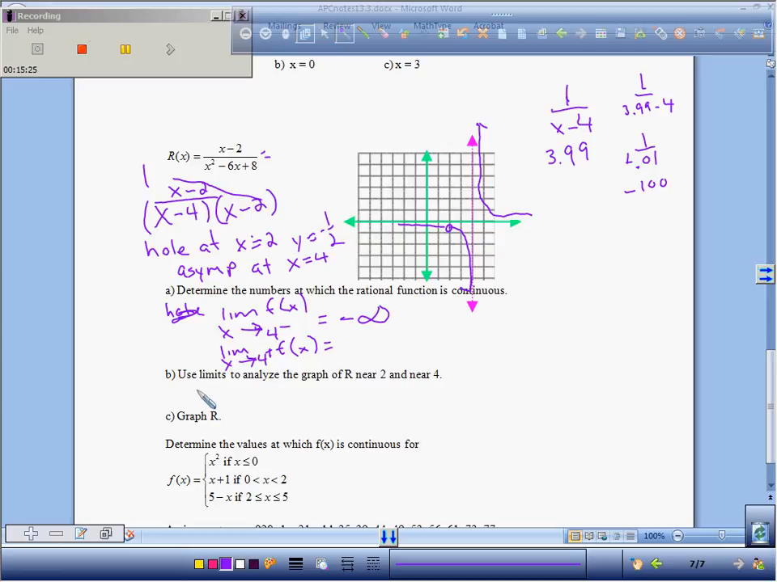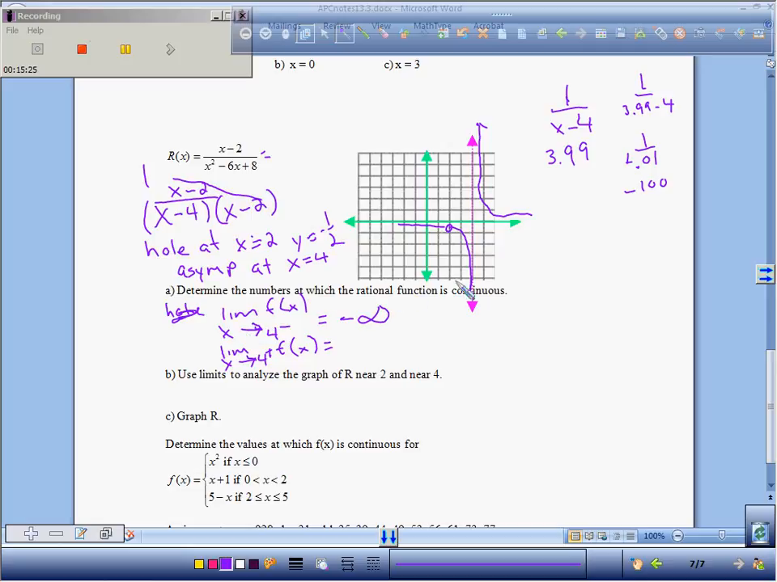So near 2 and 4, it's obvious that I have a hole there. It says use limits to analyze the function near 2 and 4. You can tell that as x gets close to 2, I am approaching negative 1/2, and I did that by reducing it and plugging in 2 into there. Okay? And so, graph R, we did that.